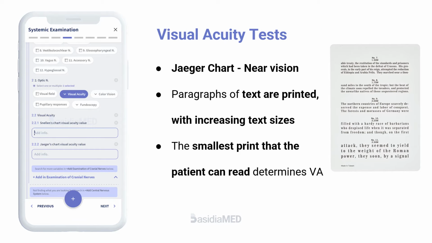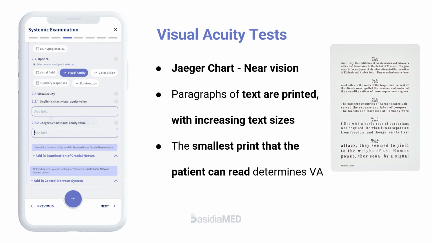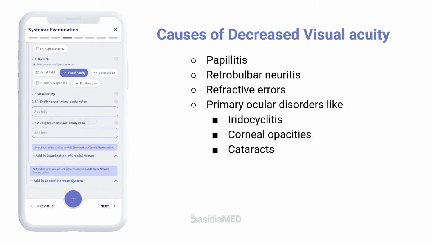Visual acuity for near vision is tested by a Jaeger chart that has paragraphs of text printed with increasing text sizes. The smallest print that the patient can read determines their visual acuity. Causes of decreased visual acuity include papillitis, retrobulbar neuritis, refractive errors, and primary ocular disorders like cataracts.